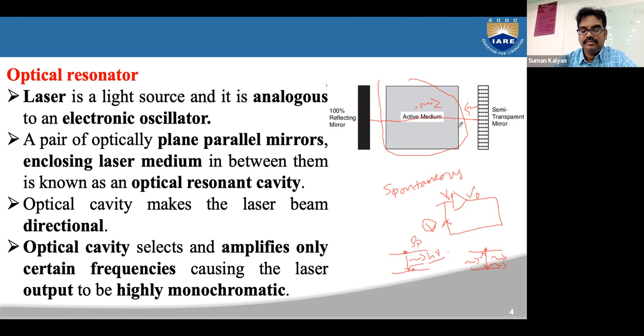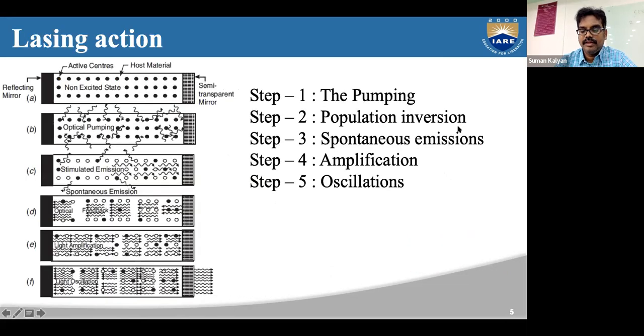Okay, so what happens is lasing action. As I said just now, there will be three particular components. So how does this lasing action take place? I have almost explained everything just now. So in step one there will be pumping.